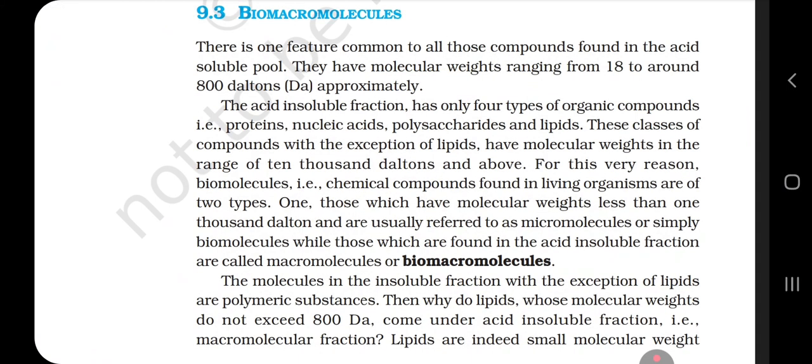9.3 Biomacromolecules. There is one feature common to all those compounds found in the acid soluble pool. They have molecular weights ranging from 18 to around 800 Daltons (Da) approximately. The acid insoluble fraction has only four types of organic compounds, that is proteins, nucleic acids, polysaccharides and lipids.